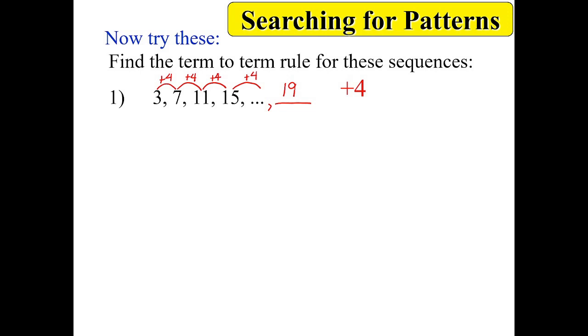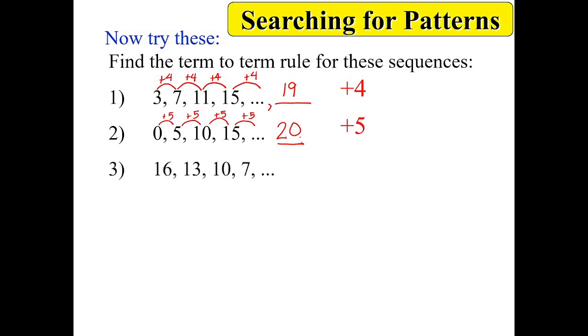Okay, let's move to our second item. What is the term-to-term rule for this? Okay, plus 5 is right. So we will be having plus 5. This is plus 5 to get 10. Plus 5 to get 15. So the next number would be the number 20. That's totally right.